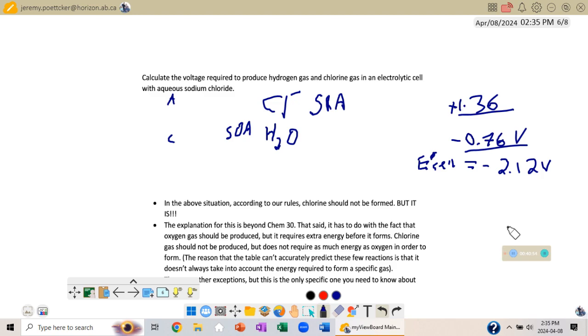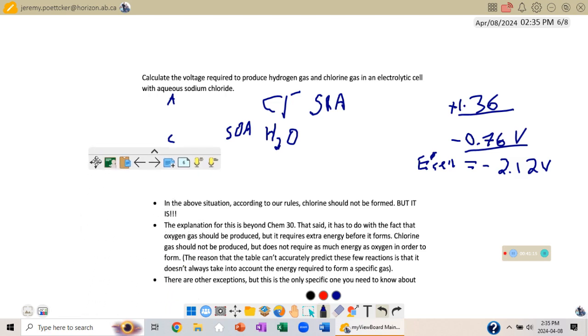It has to do with the fact that oxygen gas should be produced, but oxygen gas requires extra energy before it forms. Chlorine gas shouldn't be produced, but it does not require as much energy as oxygen in order to form. The reason the table can't accurately predict these few reactions is that it doesn't always take into account the energy required to form a specific gas.